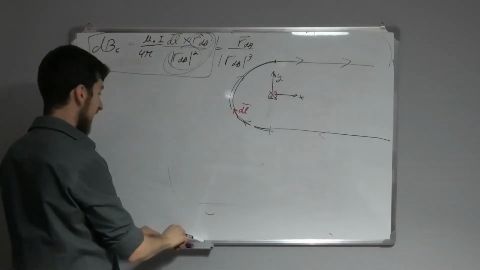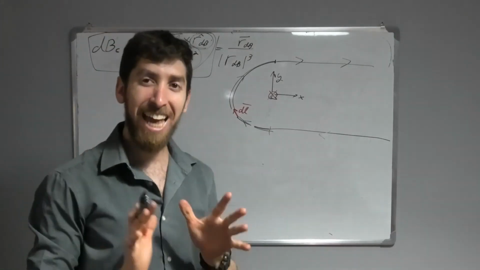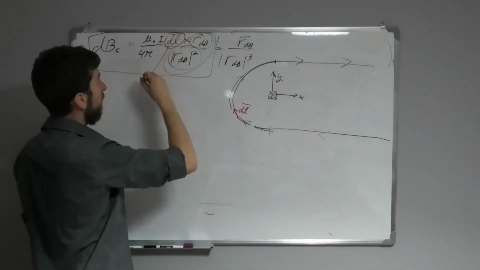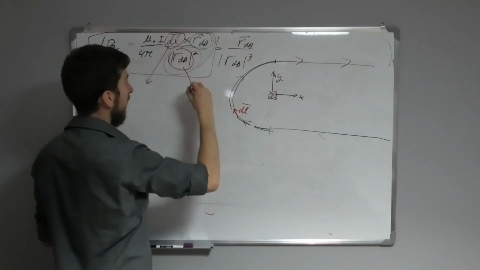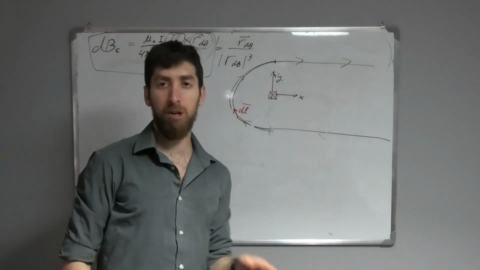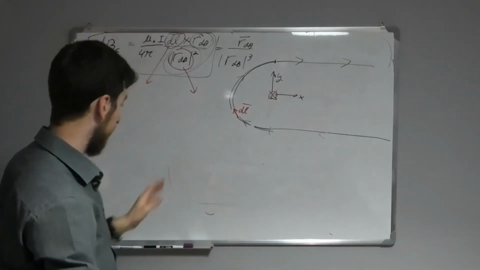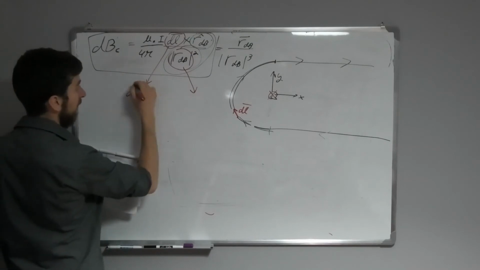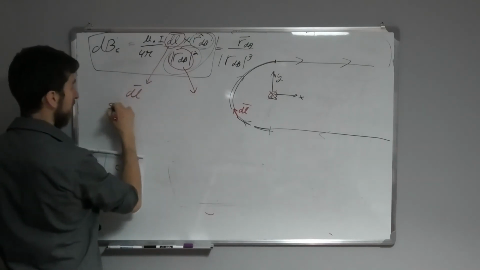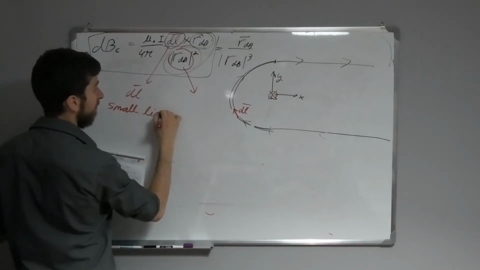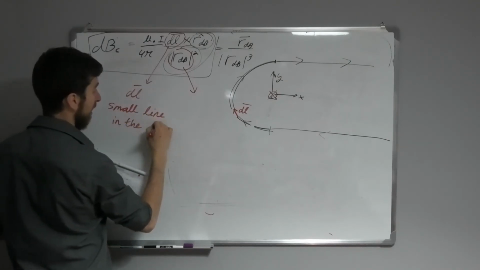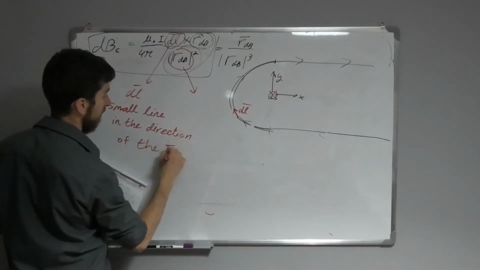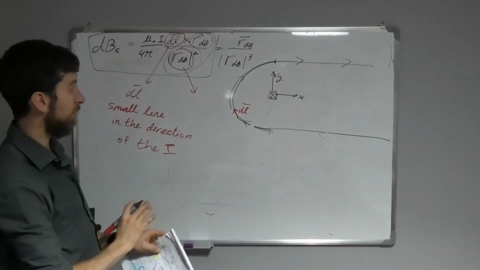So you have this equation, and the way to solve Biot-Savart is actually to understand who is dl and who is r-db. If you know both of them, you're done. The question is easy peasy, piece of cake, super easy. So let's state which one is what. So dl is actually a small line in the direction of the current I. That's all dl is about.